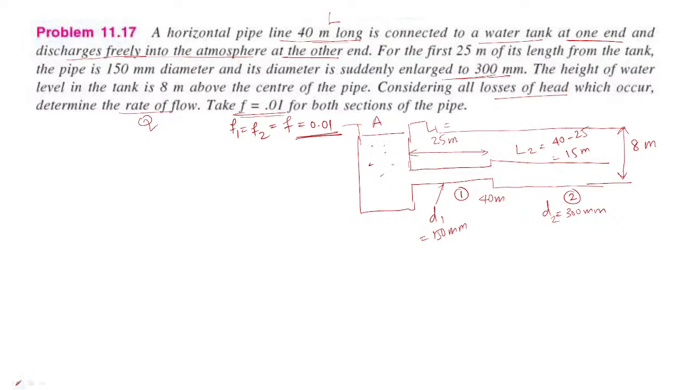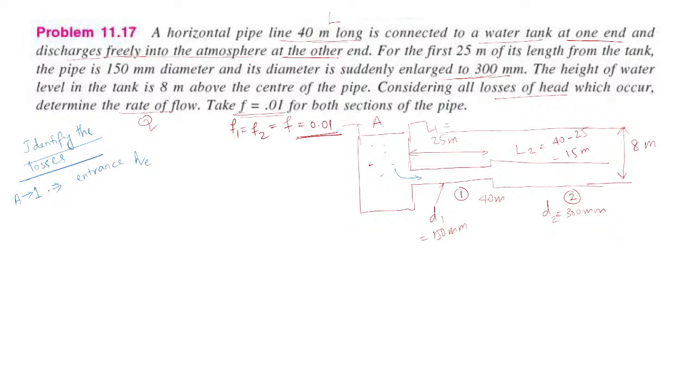So first of all, the water is passing from tank A to pipe 1. So what are the losses? Identify the losses. The first thing, when there is a transition from tank A to pipe 1, there is an entrance, losses due to entrance of fluid. So that loss is what we define as H of E.